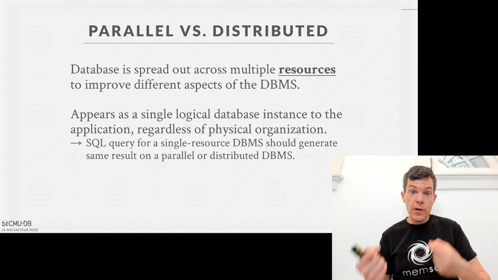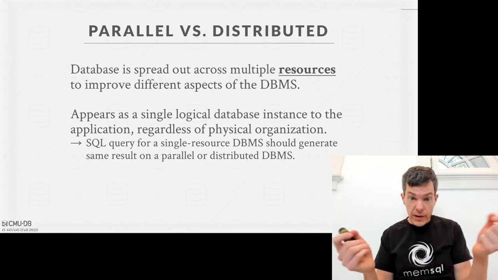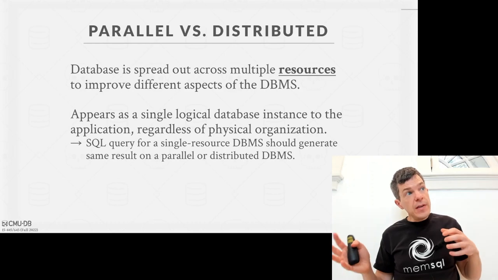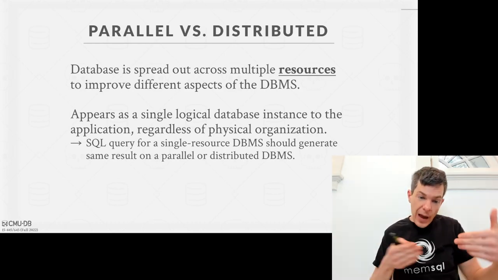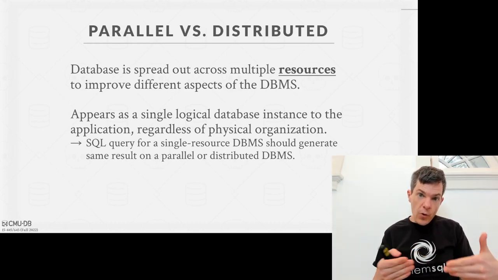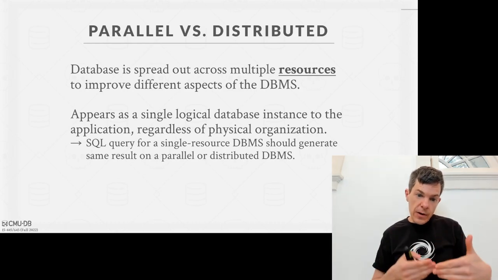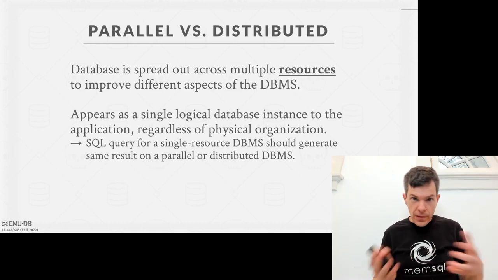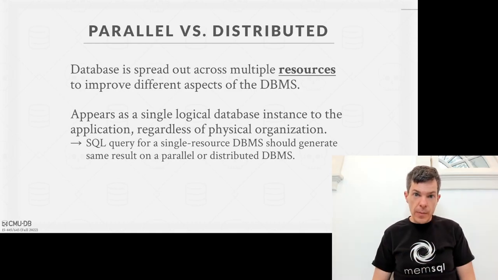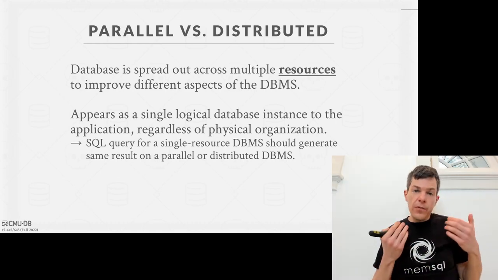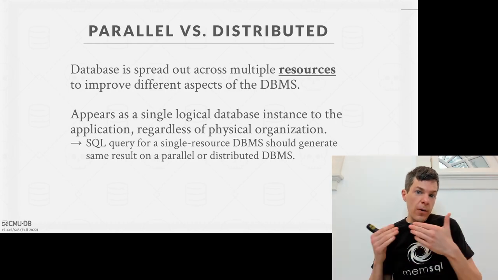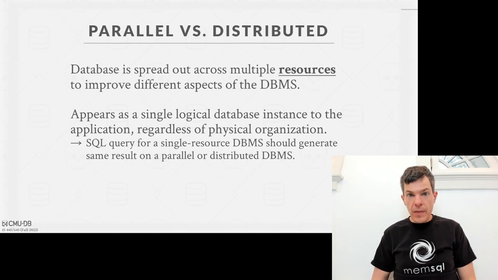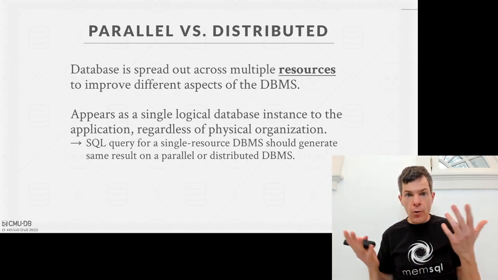having multiple workers within a single server instance. So for both distributed databases and parallel databases, to the application, although there may be multiple workers, it's going to appear as a single logical database. And this is that logical versus physical independence that we talked about before, where I could write one SQL query, and I don't care whether the database system is a column store or a row store, it's going to figure out the best way to execute that query and organize my data.